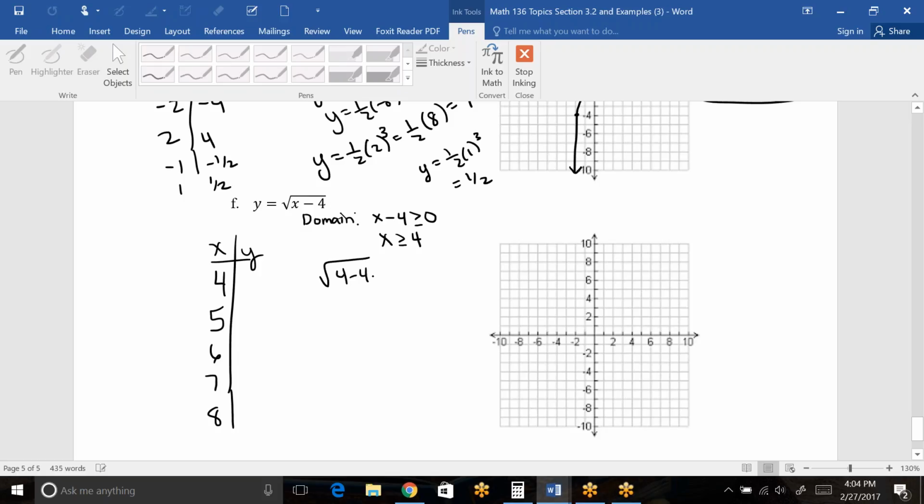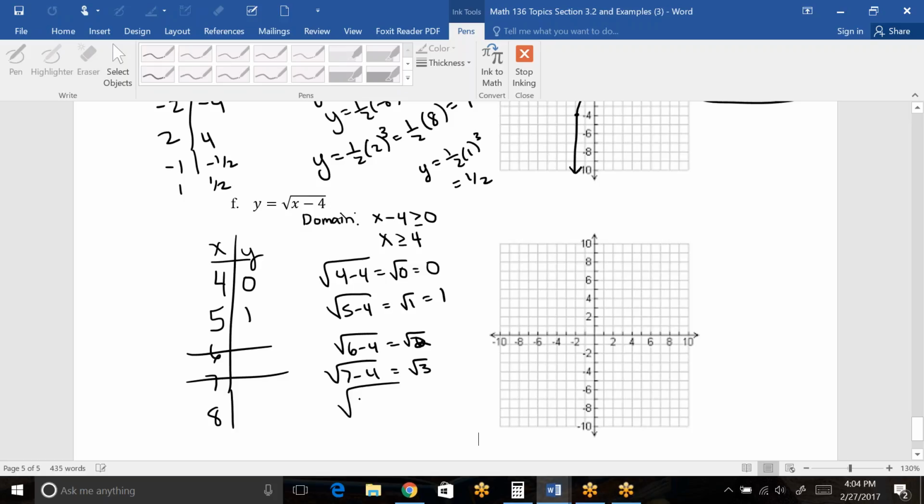So square root of 4 minus 4 is square root of 0, which is 0. Square root of 5 minus 4 is square root of 1, which is 1. Now notice what I meant by I don't want to use all of them. That's square root of 2. I don't want to do that. That's a decimal. 7 minus 4 is square root of 3. Again, decimal. If I can, I try to get nice points. So this is square root of 4, which is 2. Now you're free to get the decimals, but I don't like plotting them. So this would be 4, 0, 5, 1, and 8, 2.